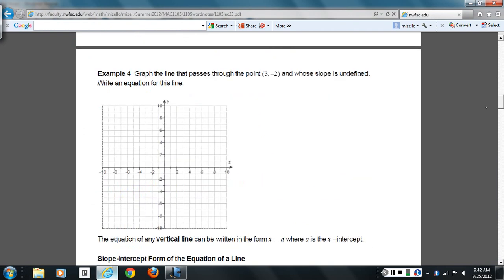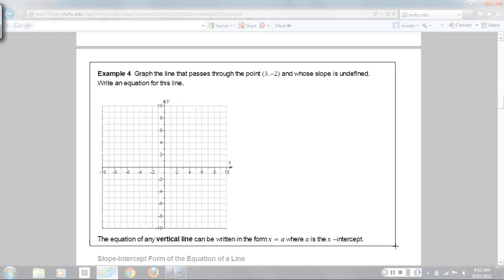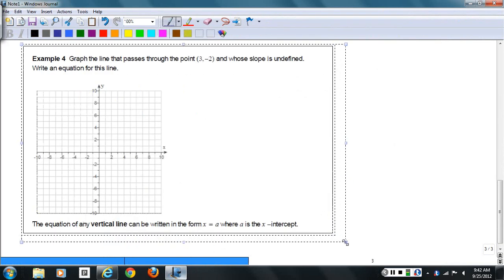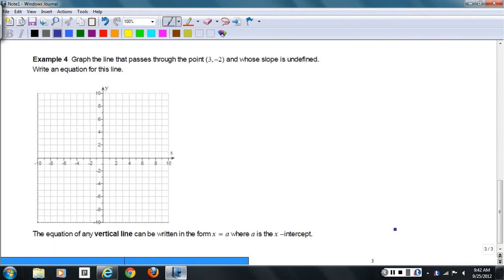Example 4 gives us the same point. It says sketch the graph of the line, but in this case it's the line that does not have a slope. Graph the line that passes through the point (3, -2) and whose slope is undefined. Well, the kind of line that doesn't have a slope is the vertical line. So it's not much trouble to draw a vertical line going through this point. Here goes.